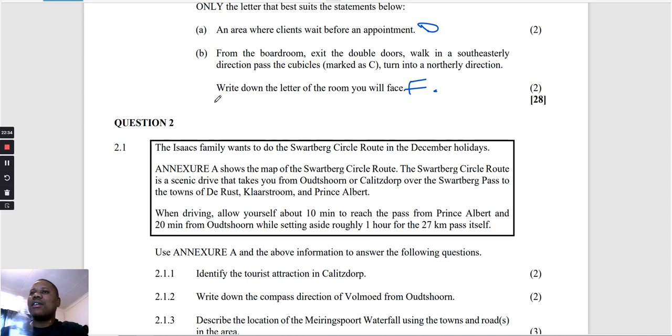When driving, allow yourself about 10 minutes to reach past the Prince Albert and 20 minutes from the Oostrum, while setting aside roughly 1 hour for the 27 kilometers pass itself. Use annexure A and the information above to answer the questions. Okay, let's go to annexure A.